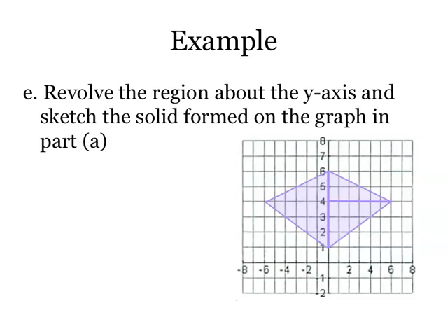And so if you were to imagine that point at 6, 4, rotating around the y-axis, you'd end up with a solid that looks like this. And you can see by looking at this that we have what looks like 2 cones, and the bases of the cones are attached to each other.